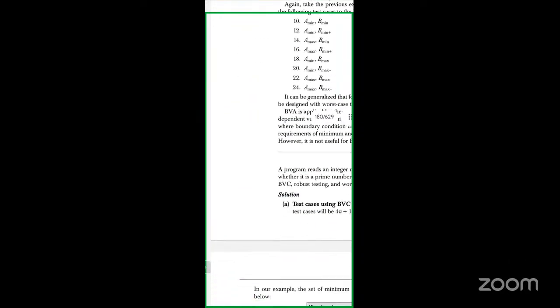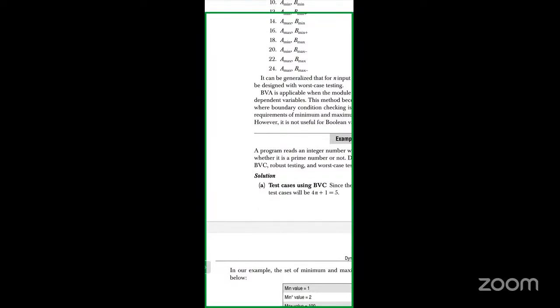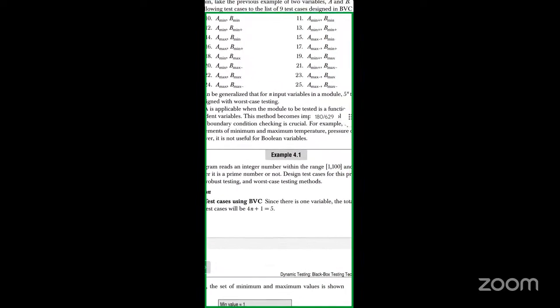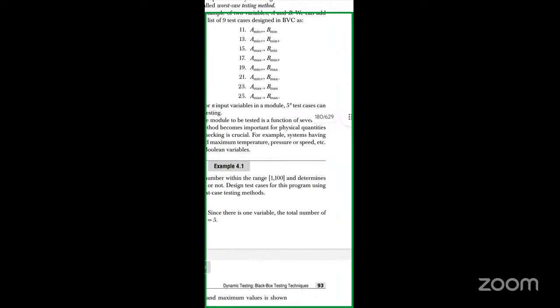Okay, so first we will go for the solution. Test cases using BVC. Okay, so how many variables are there?